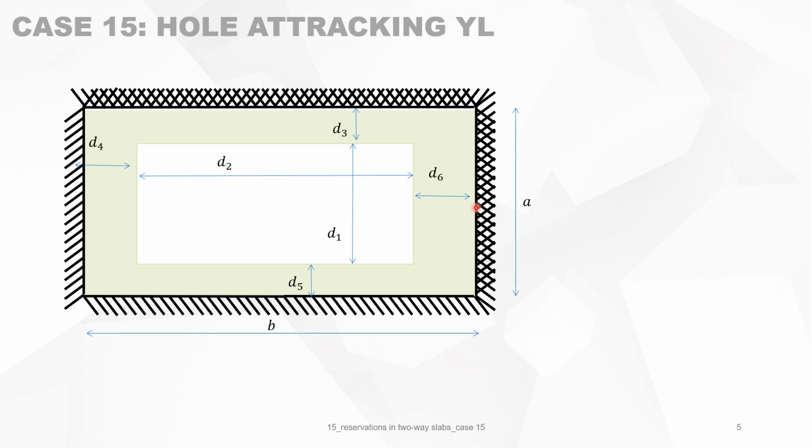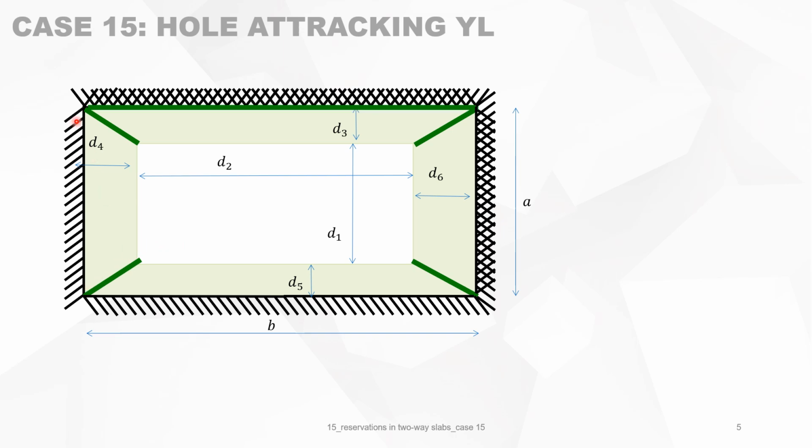But what we do is we add D5 and D6, but we have two more equations because now we have the summation of this will be A and the summation of those will be B. So we have two equations more, but we have added for ease of use two parameters. Tracking yield lines is very simple.